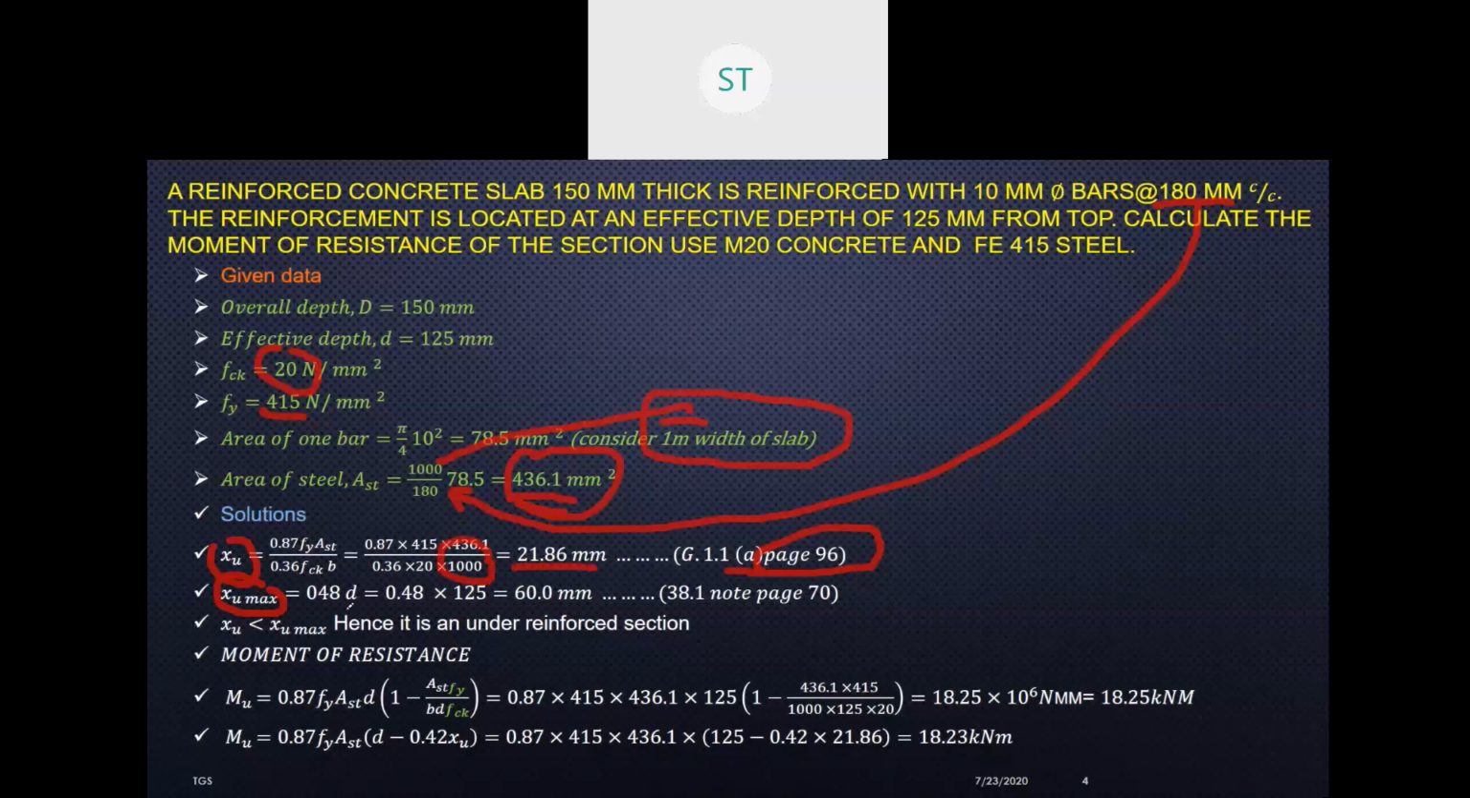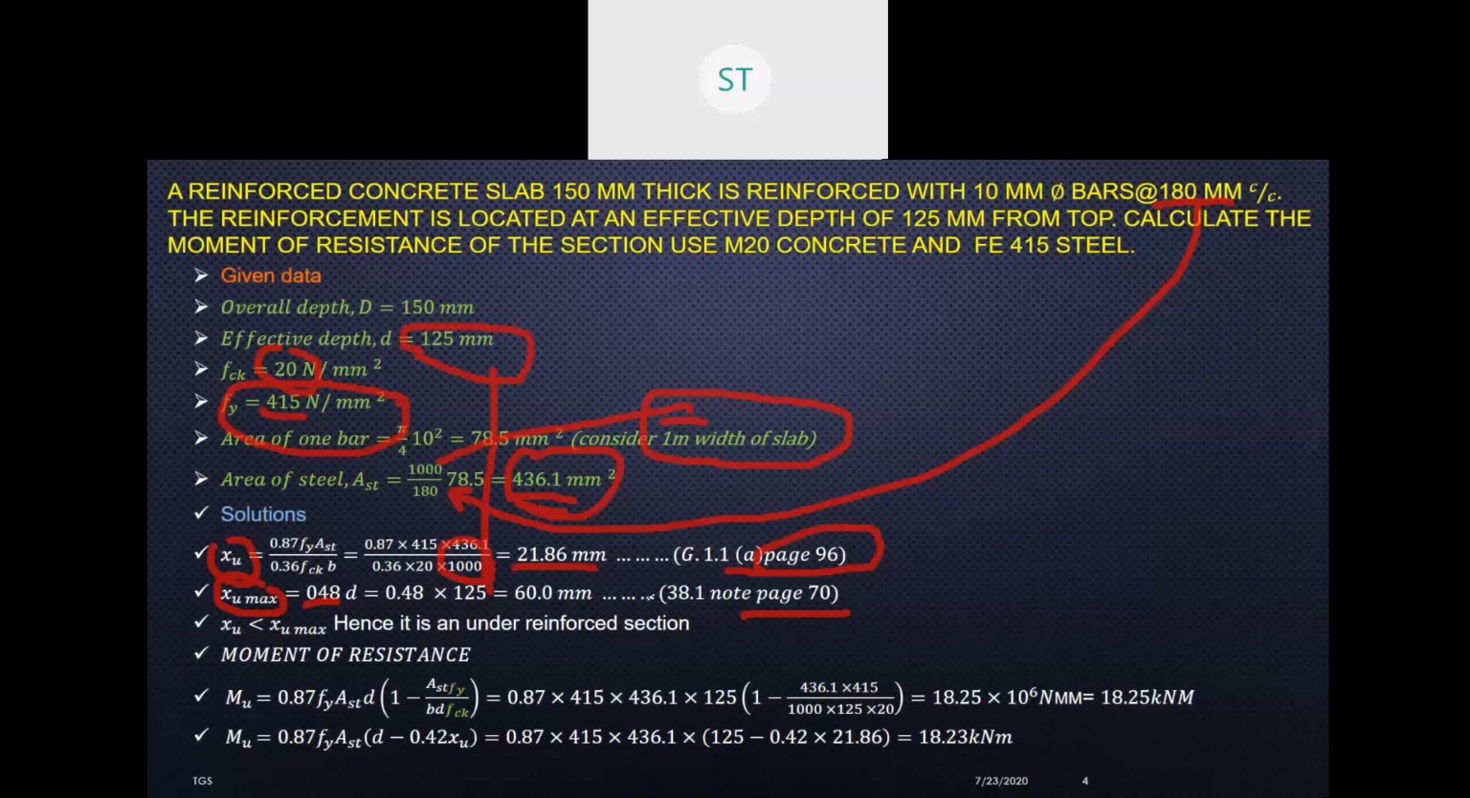That's the XU value. Then find the XU max by D. Again, XU max by D is given in page 70. XU max by D is 0.48 for Fe450 steel. Therefore, XU max is equal to 0.48 into D. D is the effective depth. Effective depth is 125. So 0.48 into 125 is equal to 60 millimeter.